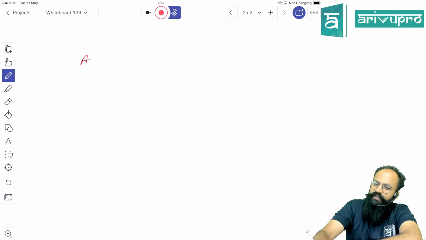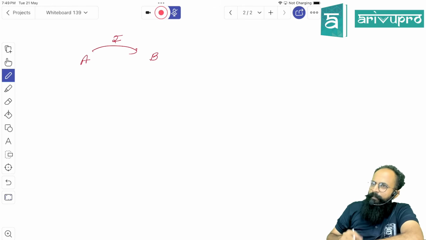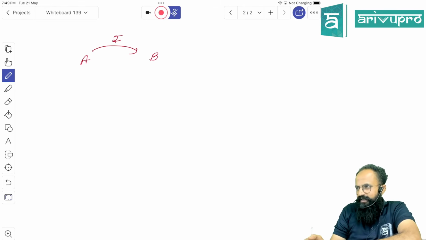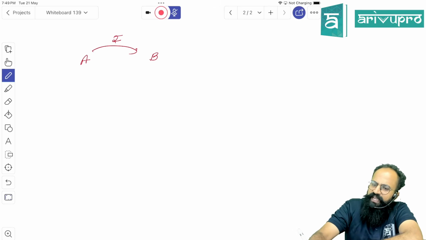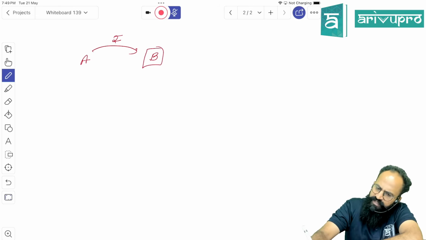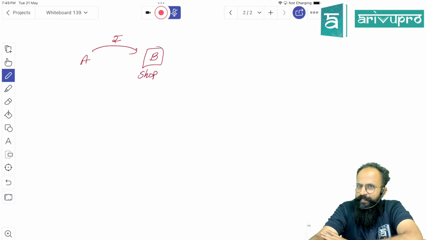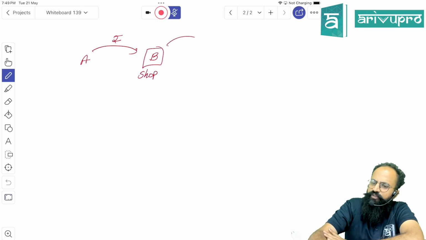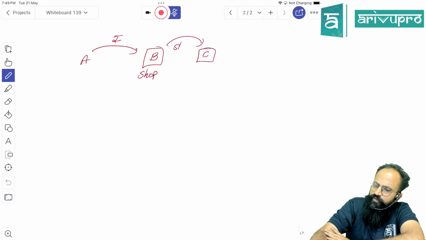A, B. A had given money to B. It's been some 2 months. B is yet to repay the money back. This is one part of the story. The second part of the story: who is B? B runs a business. He runs a grocery shop. B decided he wanted more money, so he decided to sell his shop to C. So he sold his shop to C.